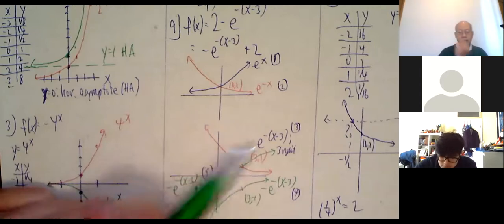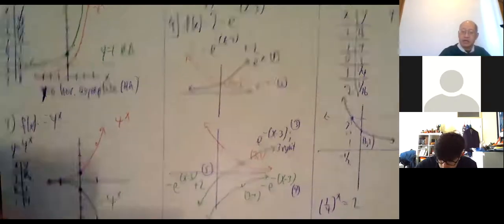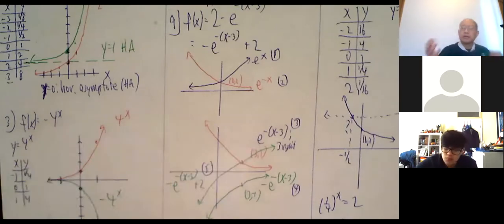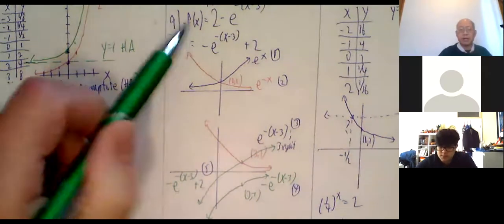Okay, so that's my third graph, graph number 3: e to the negative parentheses x minus 3. So I'm just building up one by one, step by step, until I finally get what I want.